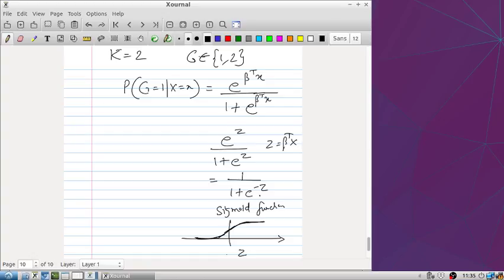At z exactly equal to 0, it's 1/2, because e to the power 0 is 1, so 1 by 1 plus 1 is 1/2. So this is a sigmoid function. This is the logistic curve that we are talking about.